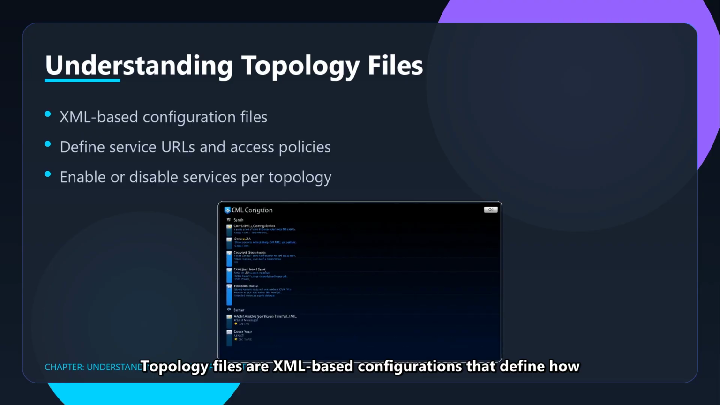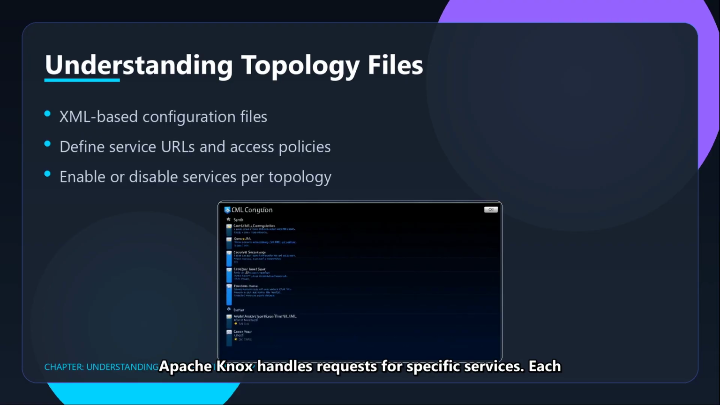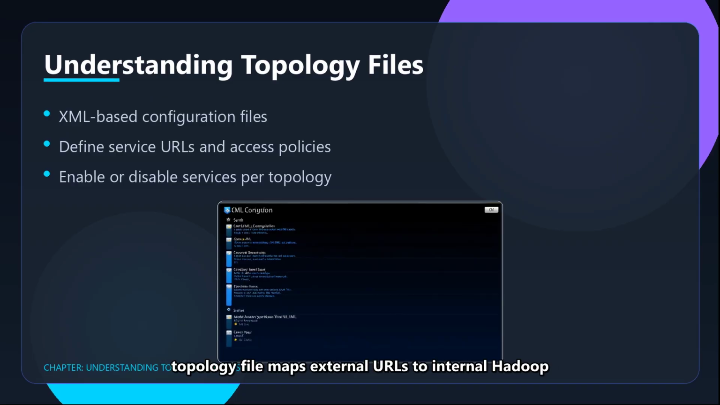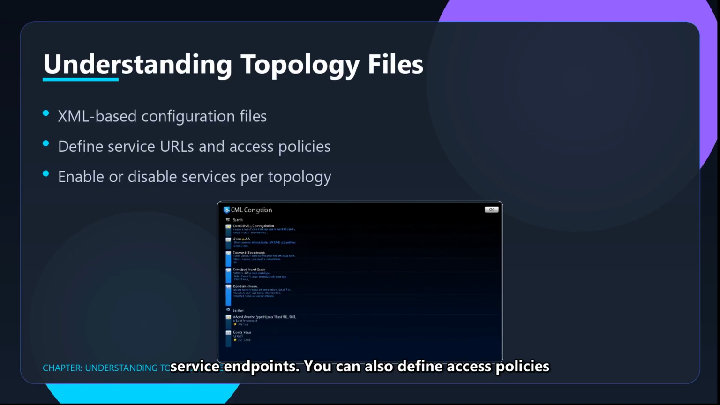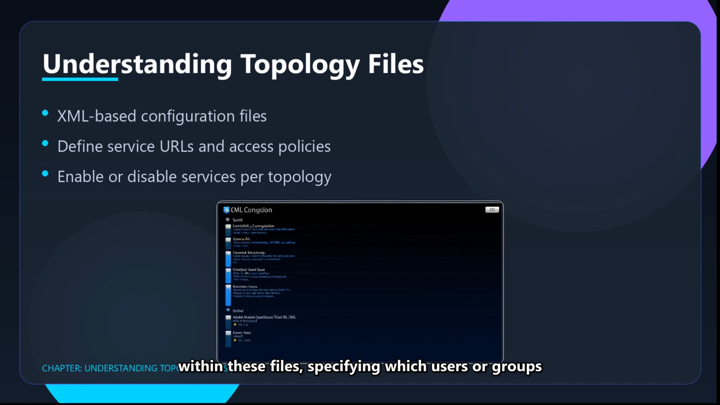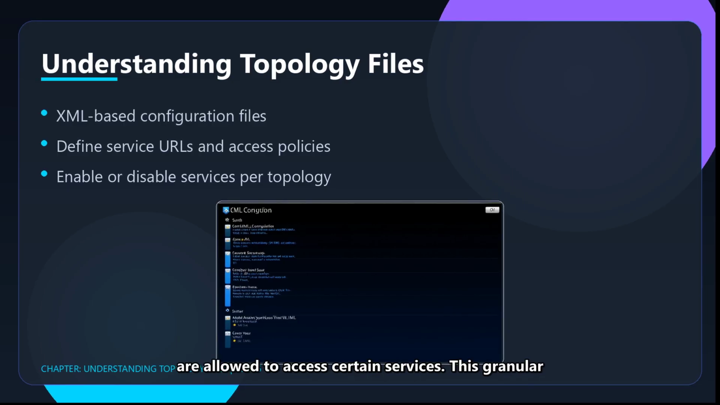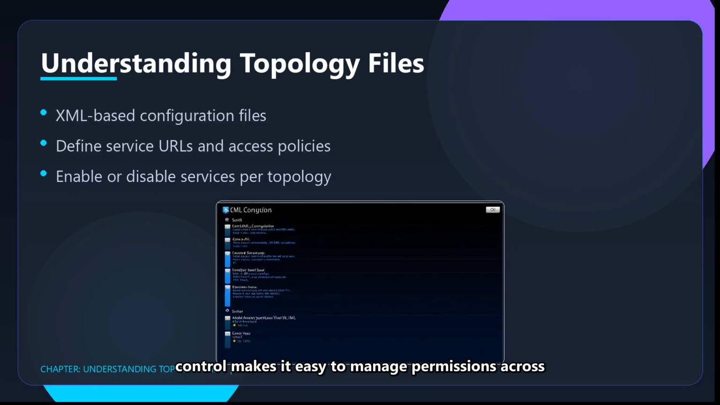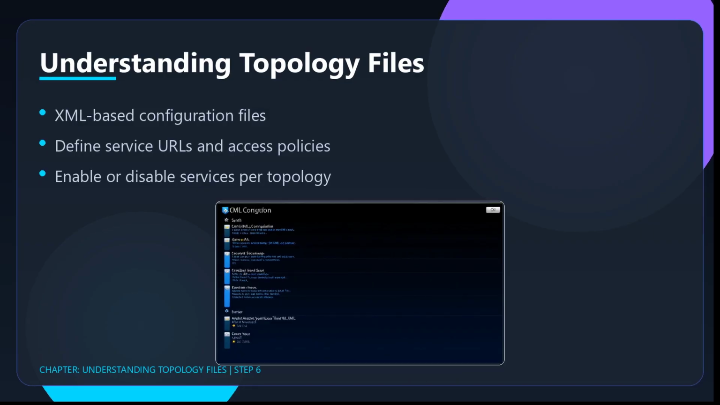Topology files are XML-based configurations that define how Apache Knox handles requests for specific services. Each topology file maps external URLs to internal Hadoop service endpoints. You can also define access policies within these files, specifying which users or groups are allowed to access certain services. This granular control makes it easy to manage permissions across your Hadoop environment.